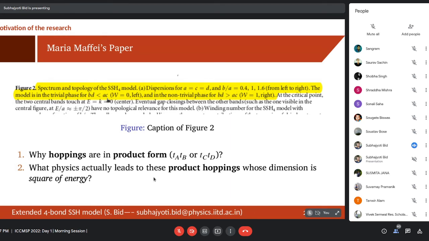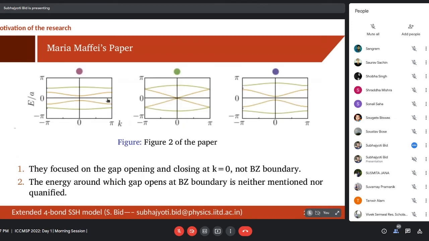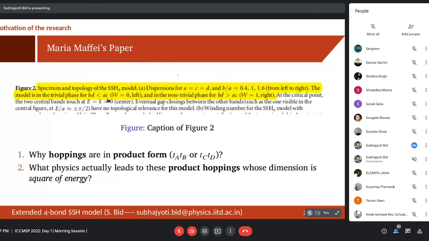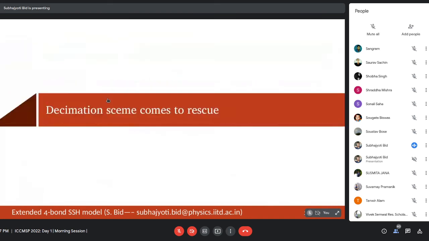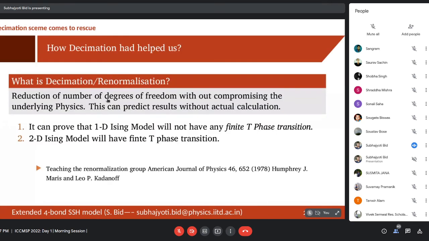So in order to solve these two questions, one is the gaps at the Brillouin zone boundary, and another is this product hopping, what I do is I use something called decimation or one-step renormalization. What is renormalization or decimation? It's simple. If I have a large number of degrees of freedom of the system, I can eliminate some of the degrees of freedom without compromising the actual underlying physics. There is a famous paper by Maris and Kadanoff. You can look at it.